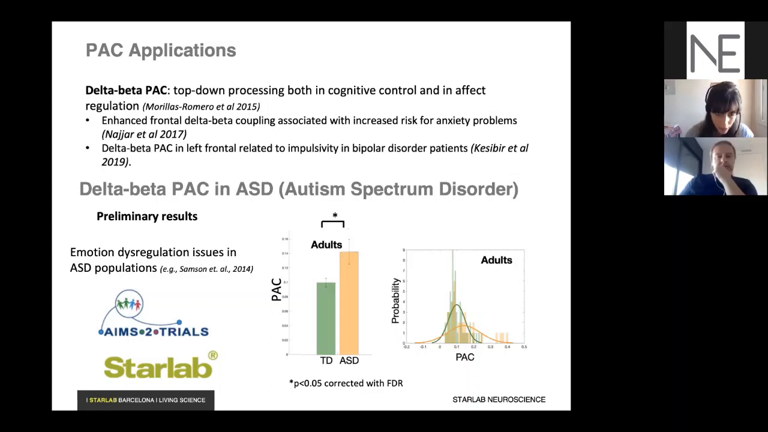So taking these findings into account and combining them with the fact that we know that autism spectrum disorder individuals deal with emotion dysregulation issues, we applied this algorithm in this population. These are preliminary results, I have to admit, but we found a higher delta to beta phase amplitude coupling for the ASD adult population compared to the typically developing individuals. We believe that this finding can probably indicate affect dysregulation issues in the ASD population.